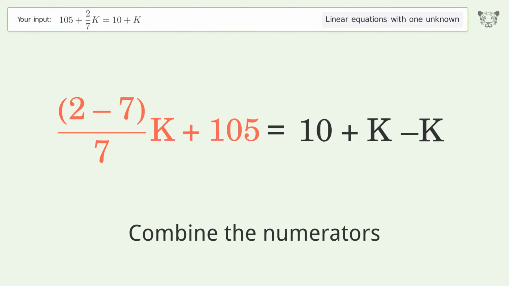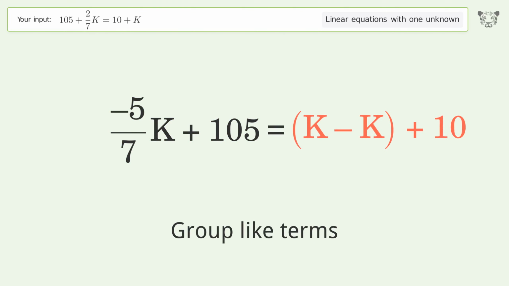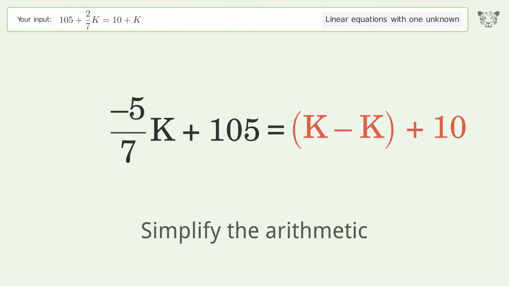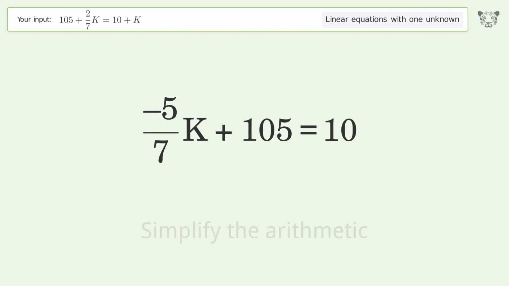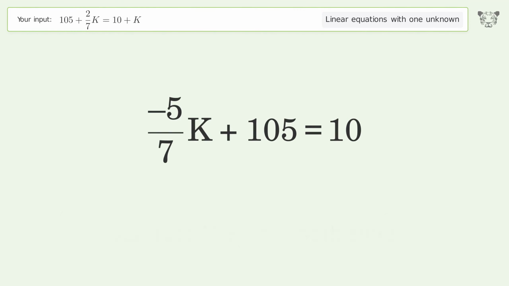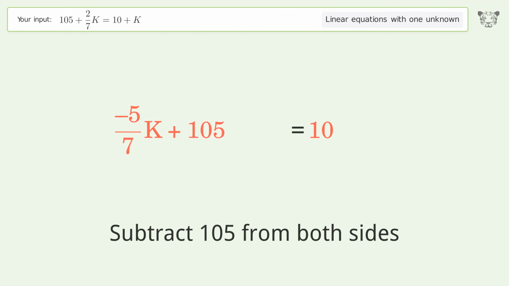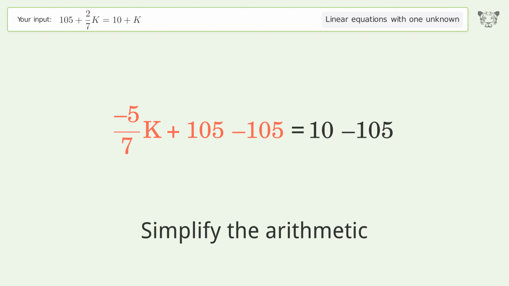Combine the numerators. Group like terms. Simplify the arithmetic. Group all constants on the right side of the equation. Subtract 105 from both sides. Simplify the arithmetic.